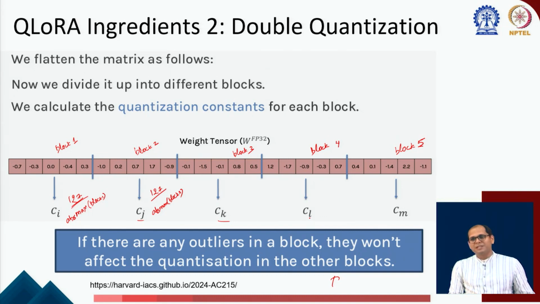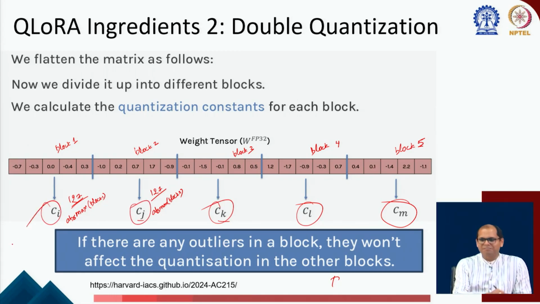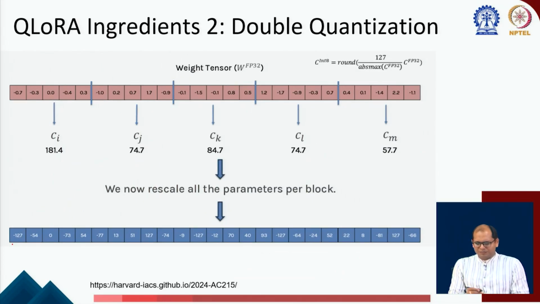Now the problem is, if I use a block of very large size, I will still have a very large block that is affected by the outlier, right? And if I use a very small block size, what will happen? I will have to store all of these constants also in FP32. So that will become again a very large number, right? So what do we do? We'll talk about that.